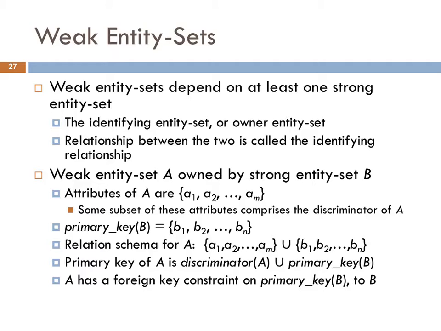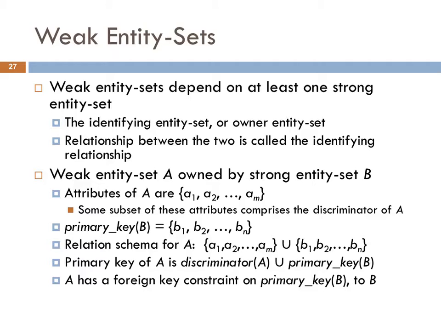B is a strong entity set. It has a primary key. We can use our magical function to get those attributes. And so the relation schema for A, the weak entity set, notice it includes all the attributes of the weak entity set plus the key from B. Remember, your checking account checks are a perfect example of this. They literally illustrate this process. So primary key of A is the discriminator of A, unioned with the primary key of B. So we enforce that as a constraint.